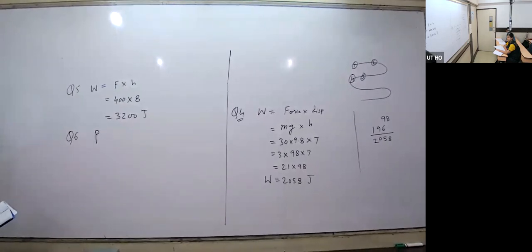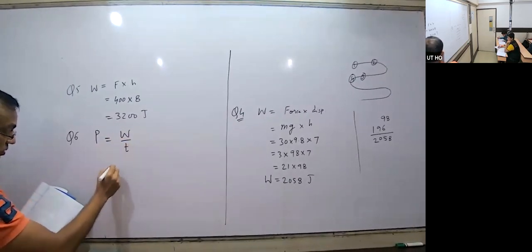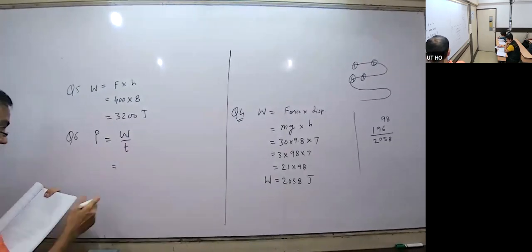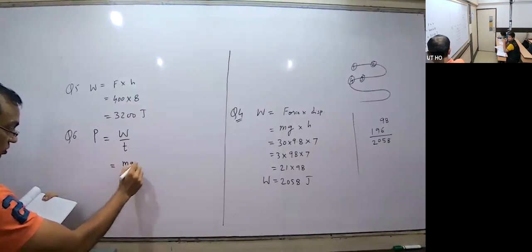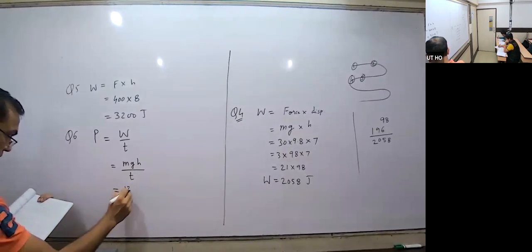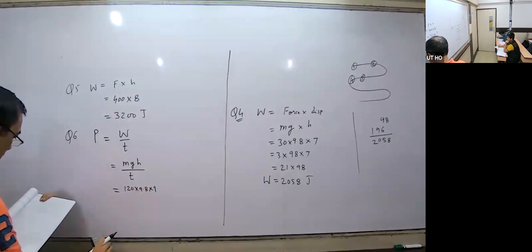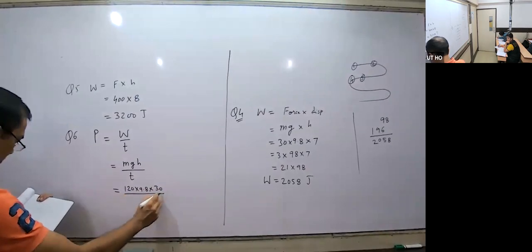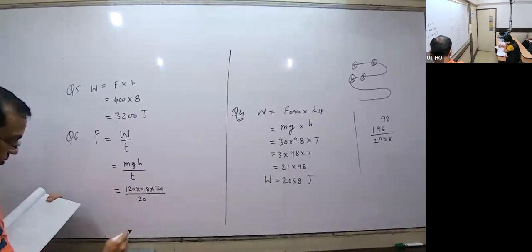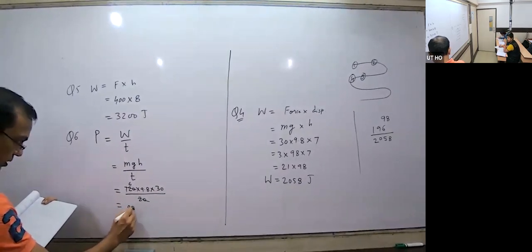Next, question 6. Calculate the power of a pump which takes 20 seconds to raise 120 kg water to a tank. So what is it? This is work upon time, right? Work is mgh in this case, right? Because mass is given. When mass is given, you have to do mgh upon time. So what is the mass? 120 kg. g is 9.8. And h is 30, and time is 20 seconds. So this is 6. So 6 threes are 18. So 98 into 18.